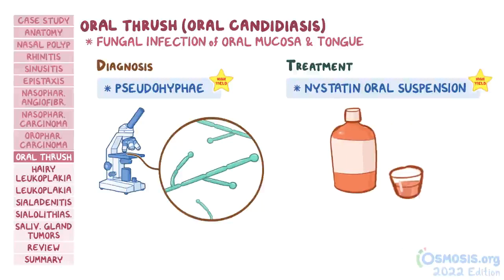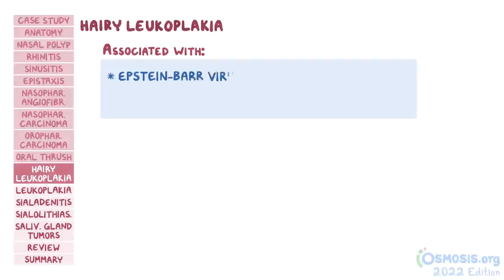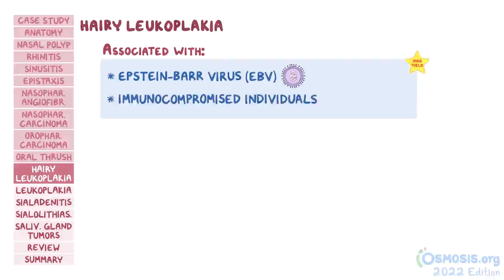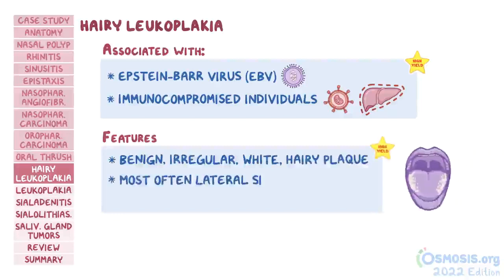Now, a very similar oral lesion is hairy leukoplakia, which is associated with the Epstein-Barr virus, or EBV, and typically appears in immunocompromised individuals, such as those with HIV or who received an organ transplant. Now, hairy leukoplakia is a benign, irregular white plaque with hairy appearance that most often appears on the lateral side of the tongue, but can also appear elsewhere in the mouth. Now, the most important clue to help you distinguish it from oral thrush is that hairy leukoplakia can't be scraped off.